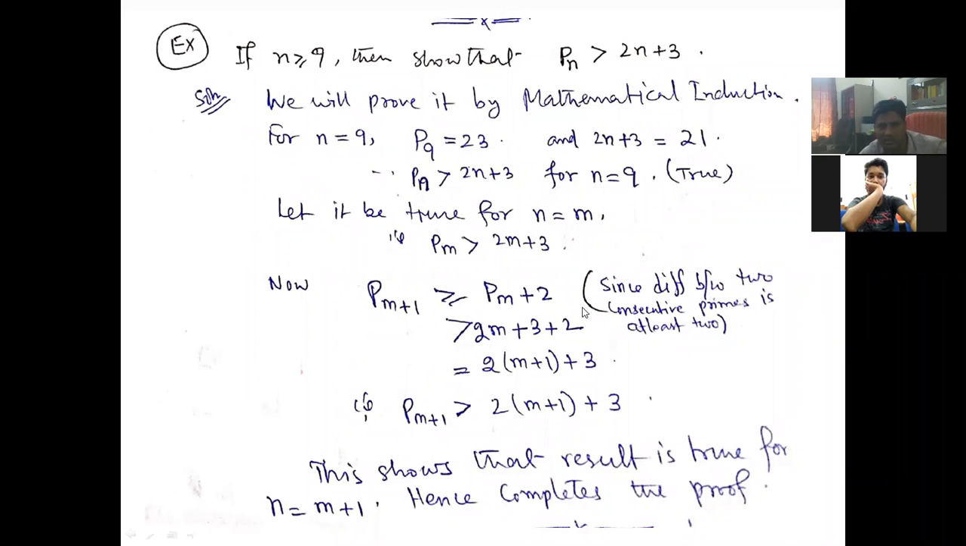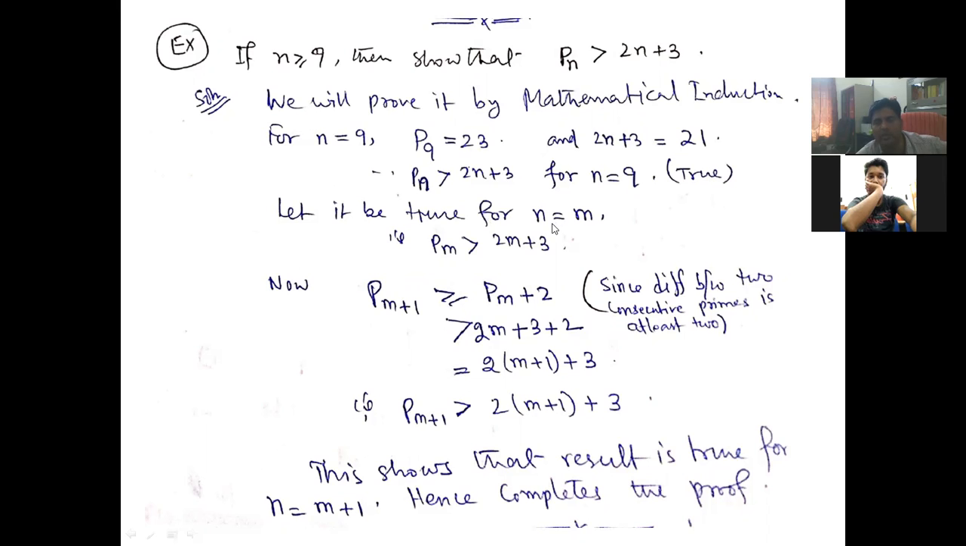These are small results but very interesting. We will prove it by mathematical induction for n equal to 9, because n is greater than or equal to 9. So for n equal to 9, p9 equal to 23 and 2n plus 3 equals 2 into 9, 18, 18 plus 3 equals 21. So 2n plus 3 is 21 and p9 is 23. So pn is greater than 2n plus 3 for n equal to 9. It is true. We verified this.